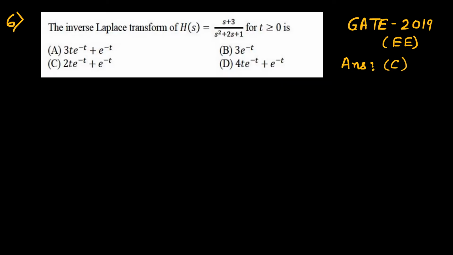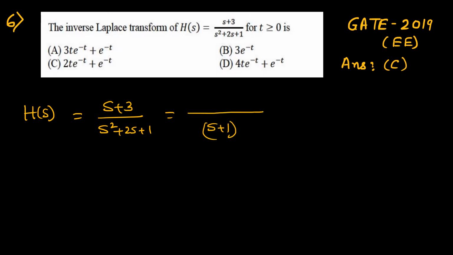So first problem, you see this inverse Laplace transform of this one. It is a GATE 2019 EE paper, and the answer is given as C. Now let us find out. So this is H of s is s plus 3 upon s square plus 2s plus 1. Okay, so this we can write as s plus 1 whole square, and we will go for partial fraction.